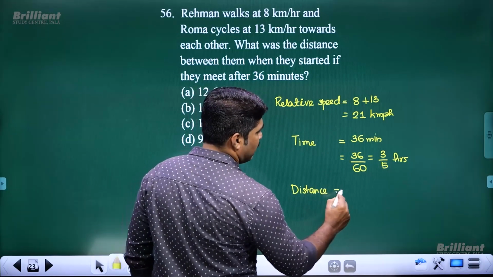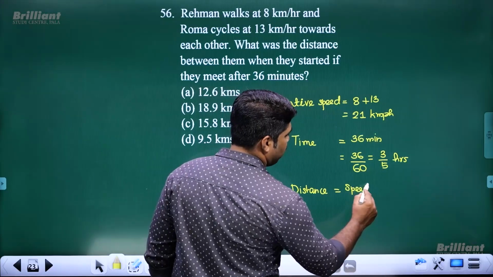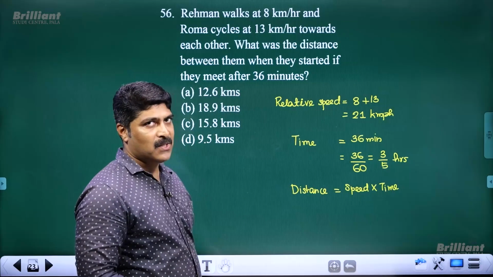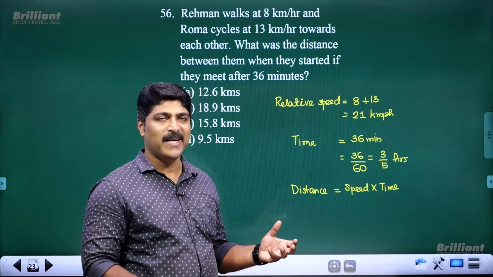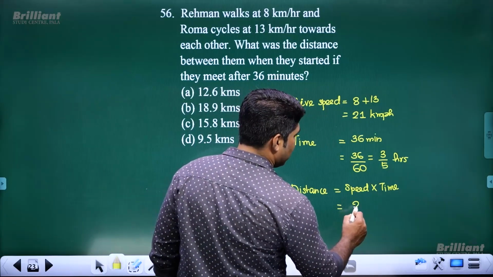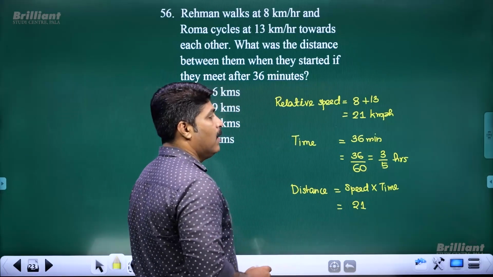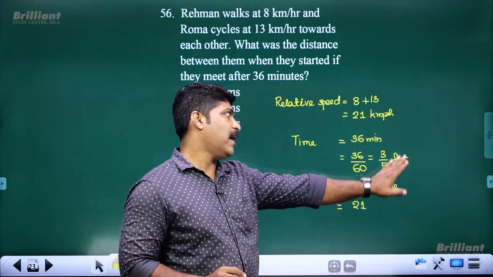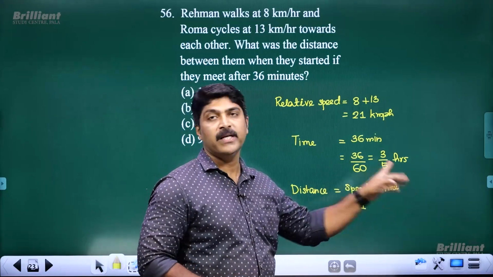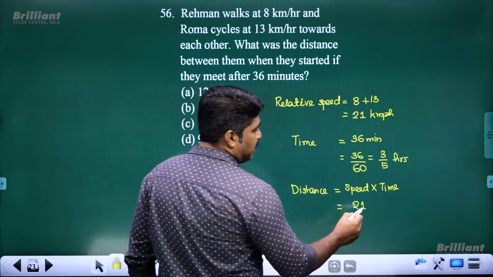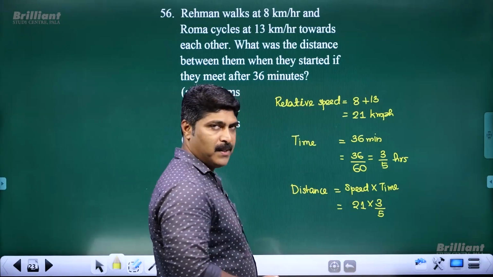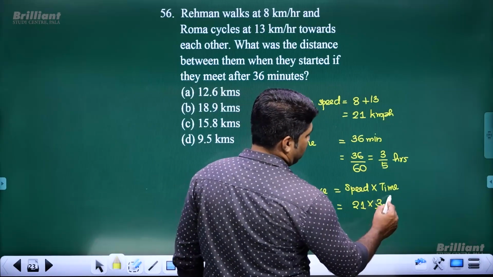that is nothing but speed into time. This is a very basic result, speed into time. But in this context, speed is not an individual speed, that's a relative speed. So here the relative speed is 21 kilometer per hour. To make these two units the same, we converted the time also into hours. Therefore, this is 21 kilometer per hour into 3 by 5 hours. So, this many kilometers they covered.